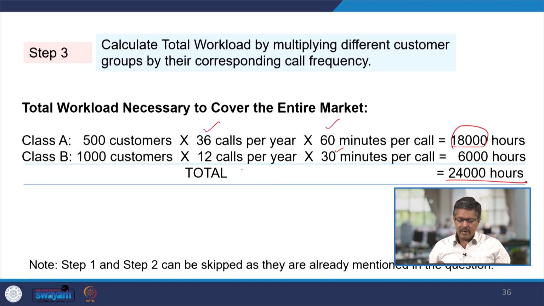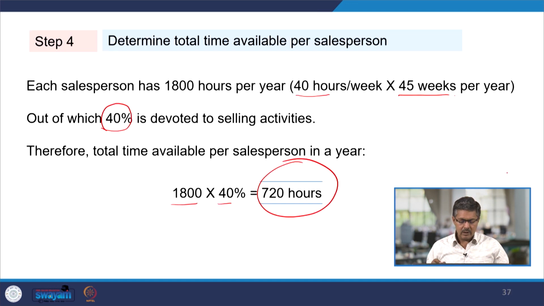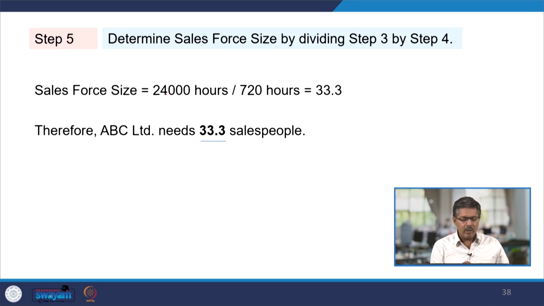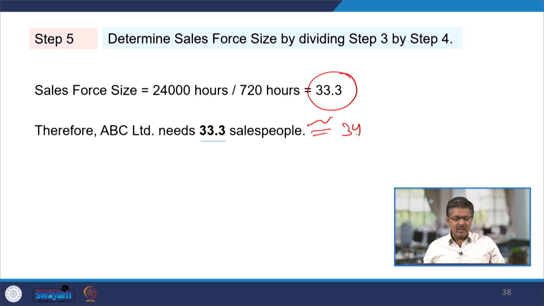And here I had a requirement of 24,000 hours. So, obviously, if I divide 24,000 hours by 720 hours, that gives me 33.3, right. So, therefore, ABC Limited needs 33.3 salespeople, which is approximately equal to 34. Obviously, you can't have 0.3 of a person, so you will have 34. So, this 34 is the final number we will require. Now, this is the workload method.